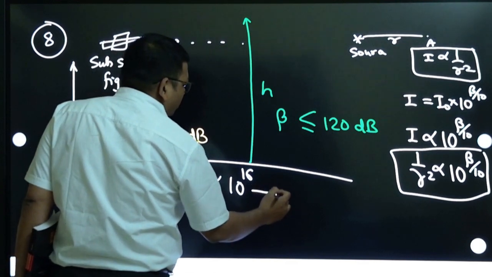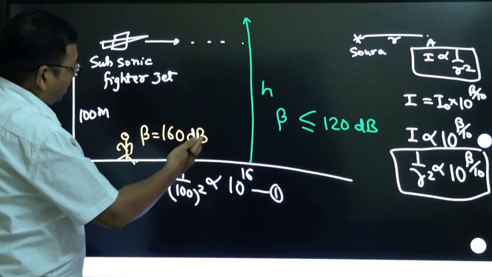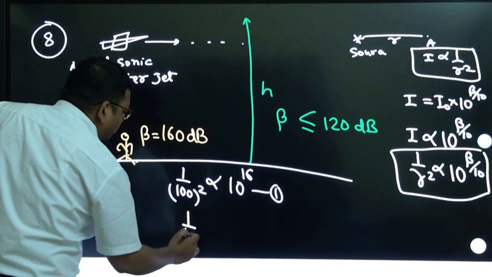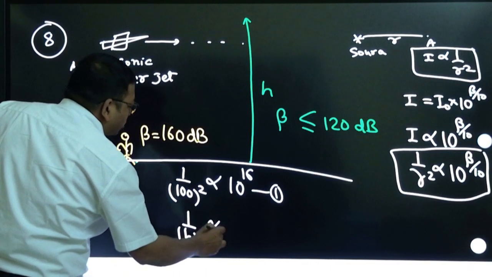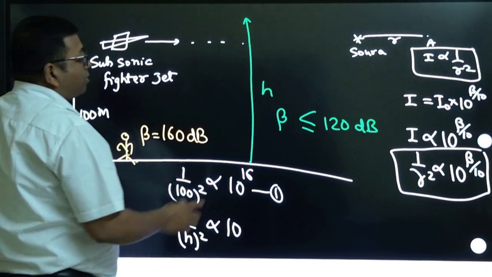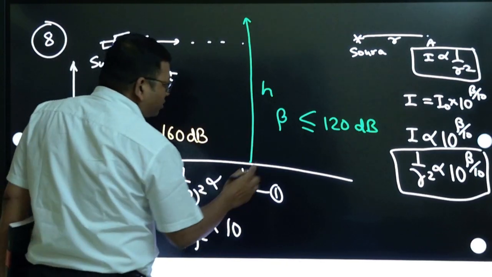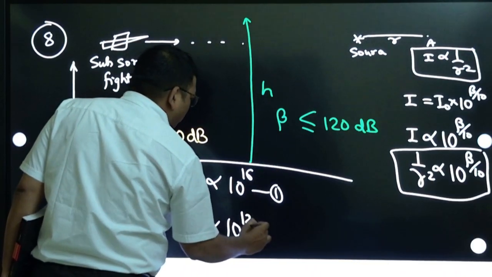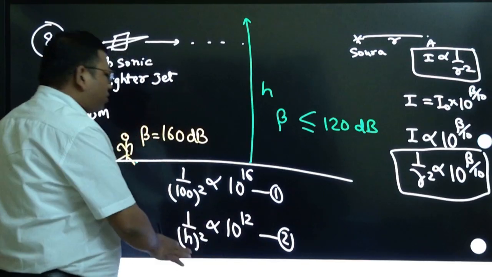This is the first equation. The second equation you write as h: 1 by h square is proportional to 10 to the power 120. Beta is 120, so beta by 10 becomes 12. This is the second equation. Now you need to solve for h.